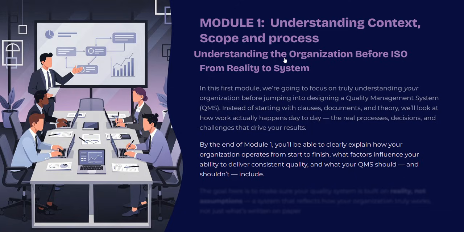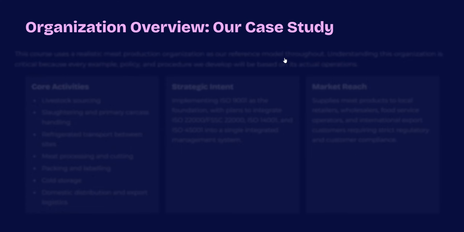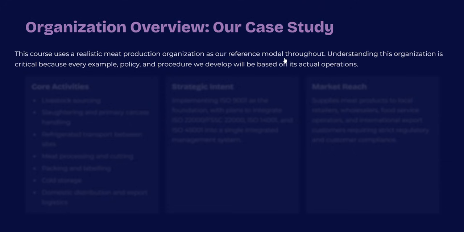And we will give you an example and justifications, and you will be able to do that with your scope also, because our goal here is to make sure that your quality system is built on reality, not assumption. A system that reflects how your organization truly works, not only papers that are imported from somebody else, or from online, or from a consultant. Now, let's have an overview of our case study.